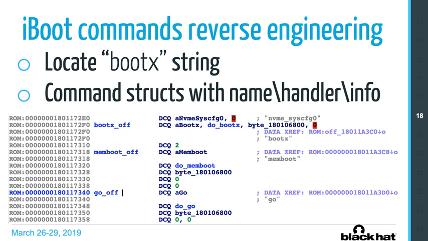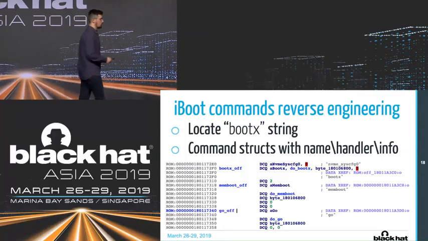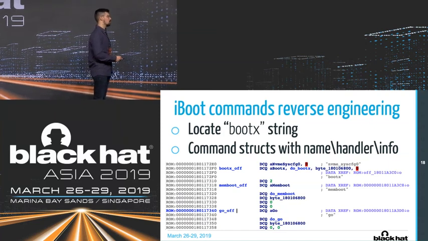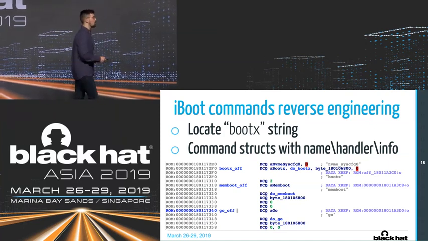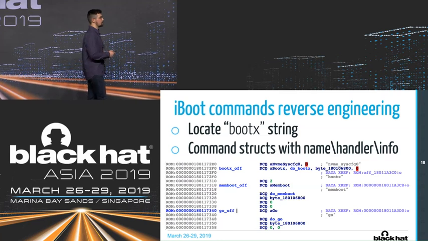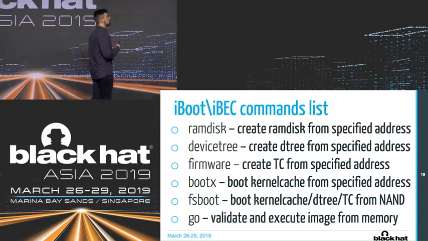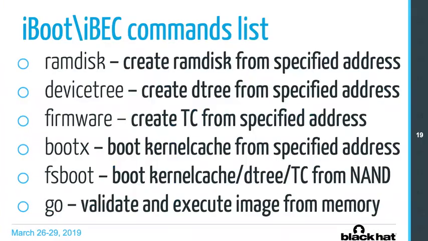As we see, each command is wrapped into its own struct, and the struct is the command name, a pointer to the command handler, and some command description. Apple usually wipes out the command description, but even this information is still enough. So we can map each command name to each command handler. And here is an incomplete list of commands that are supported in the recent bootloaders. For example, ramdisk. Ramdisk is a command that allows us to create the RAM disk image just from memory.